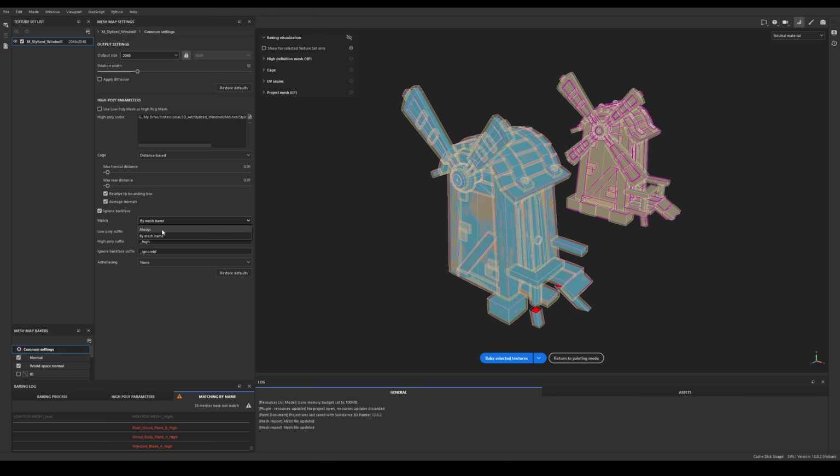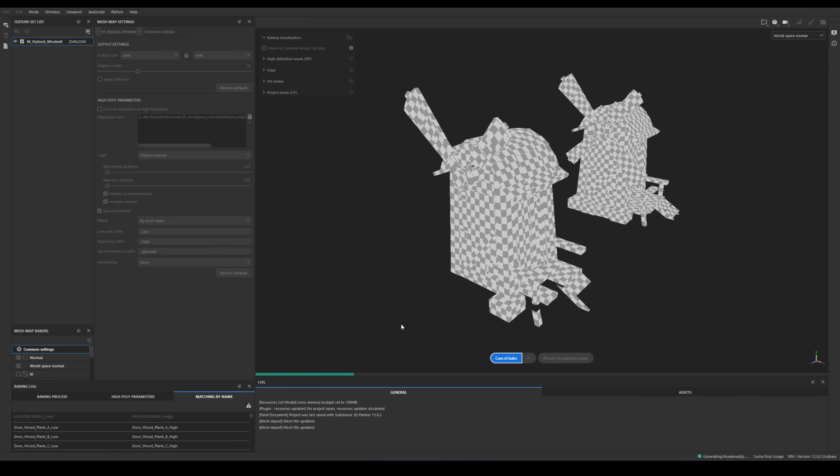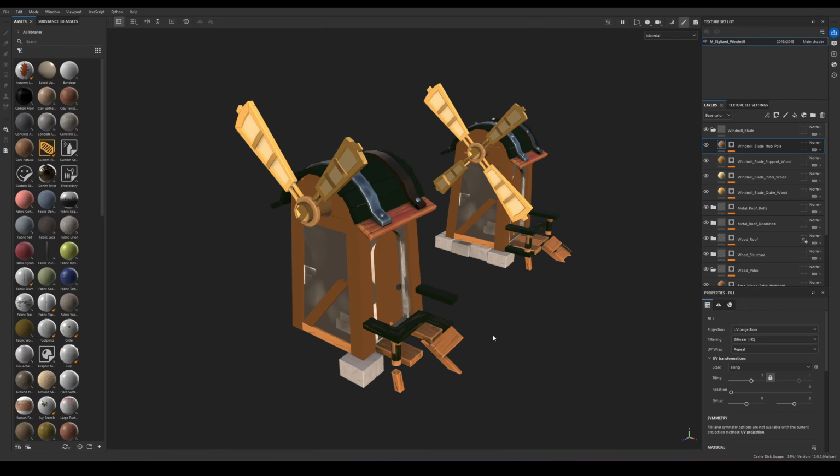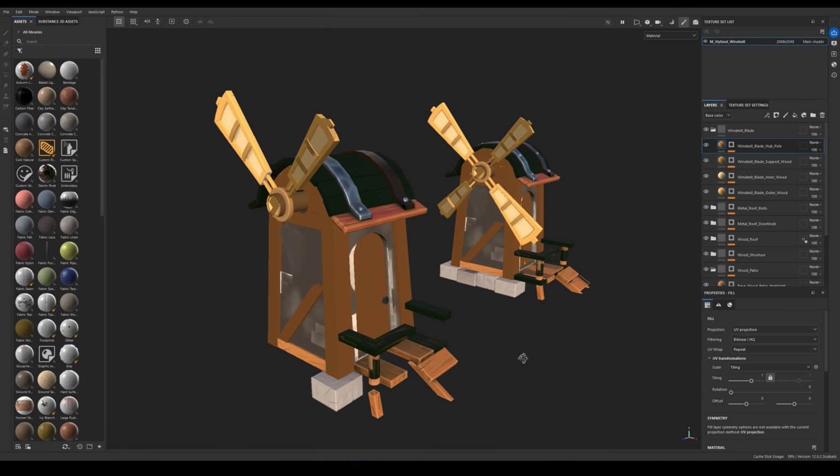Another thing of note that I was doing wrong was my bake settings. I hadn't realized that the match naming was not turned on, and the lowercase _low and _high needed to match what I was naming my assets, which in this case, I was using uppercase letters for the L and the H.